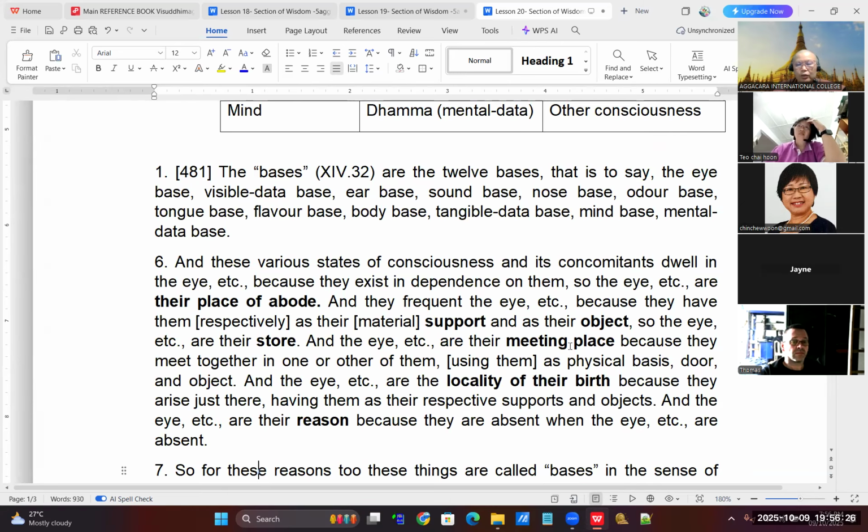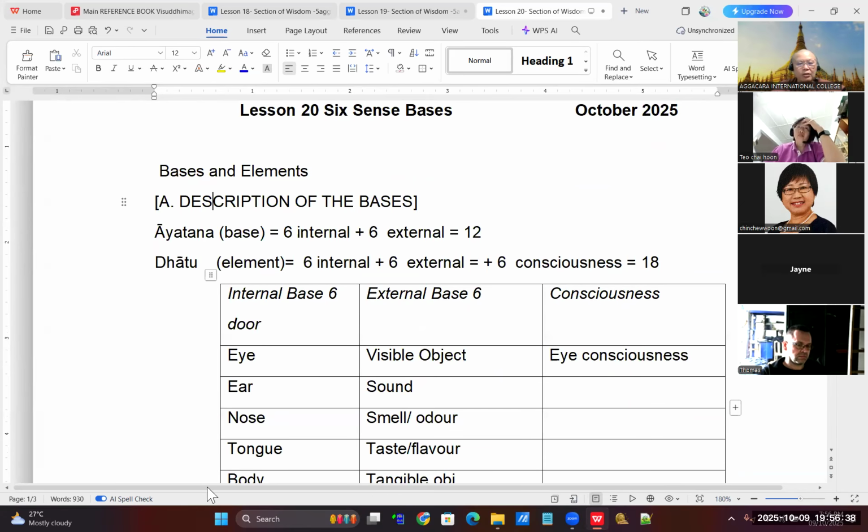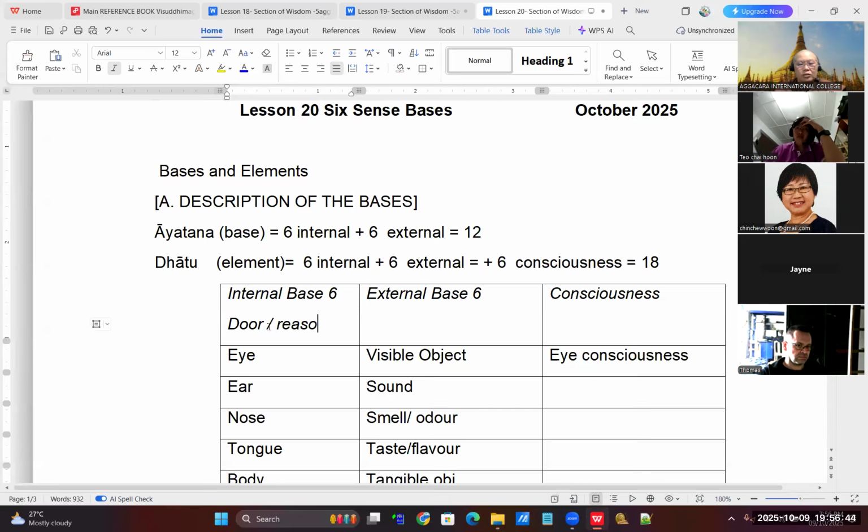meeting place, but we don't call it meeting place, locality. And there's the eye as another reason. Sometimes we can use another reason. Reason means the cause. In a way, it's a cause, because if there's no eye, there's no eye consciousness.